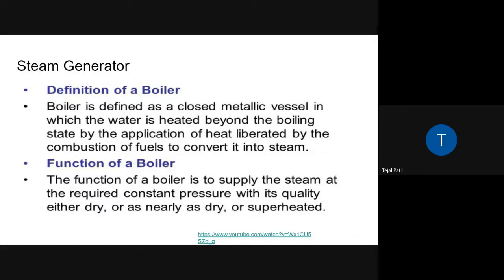Now the function, what is the function of it? Okay, so the function you can see here, basically it is to supply steam at a required constant pressure with its quality as dry, okay, either dry or near dry or superheated. Now what is meant by dry?